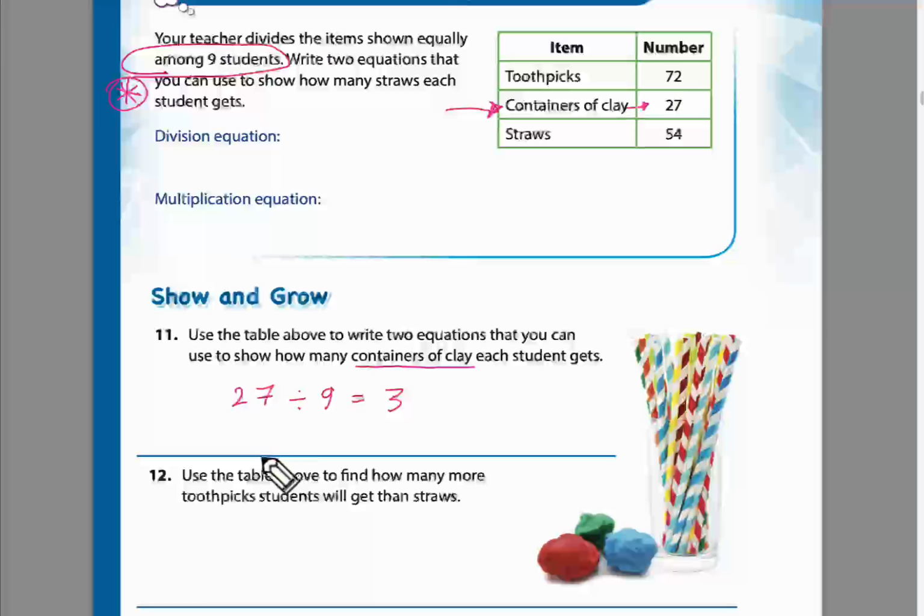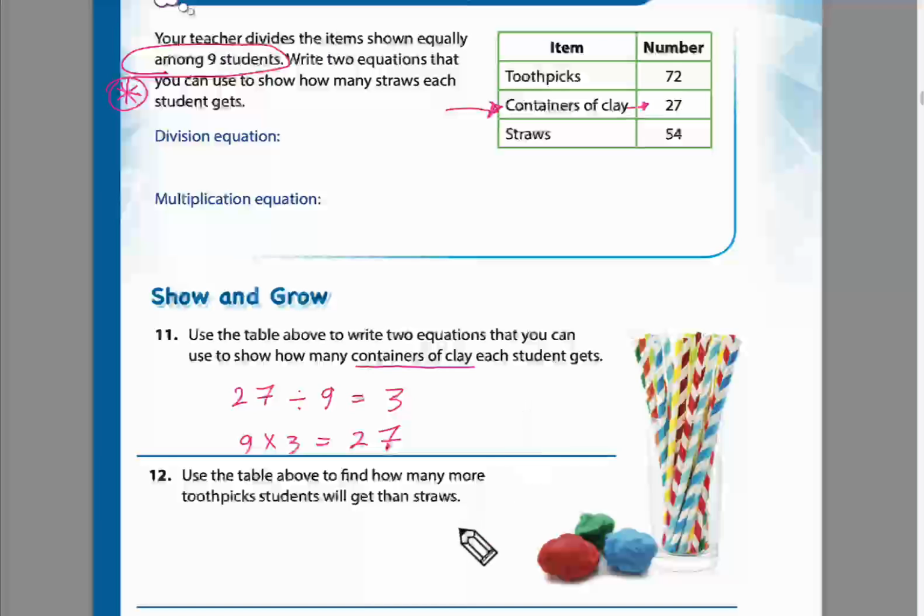Okay, now give me a multiplication equation related to this division equation. 9 multiplied by 3 equals 27. Excellent, thank you. Great work, my hero. Saif, are you ready? Can you use your mic now? Yes. Okay, go ahead. The next question.